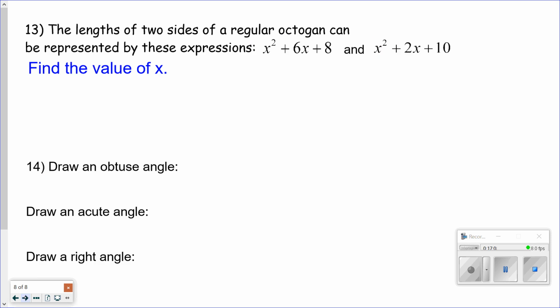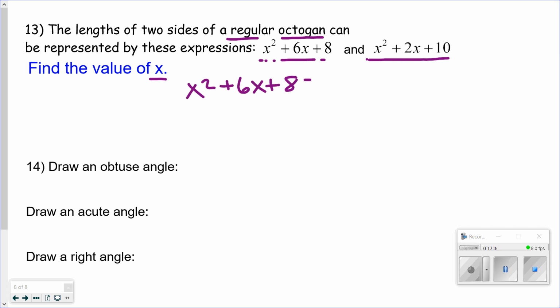13. The lengths of two sides of a regular octagon can be represented by these expressions: x squared plus 6x plus 8 and x squared plus 2x plus 10. We just want to solve for the value of x. Regular means all sides and angles are of the same length. They are congruent. So if we know the sides, that means I can set these two equations equal to each other. x squared plus 6x plus 8 is equal to x squared plus 2x plus 10.